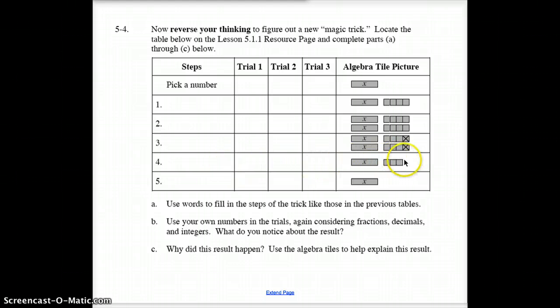And then we got rid of these 3 unit tiles here. So we subtracted something to just have an x left over, or your original number. So put that down. I expect those will be in your notes when you come to see me tomorrow.